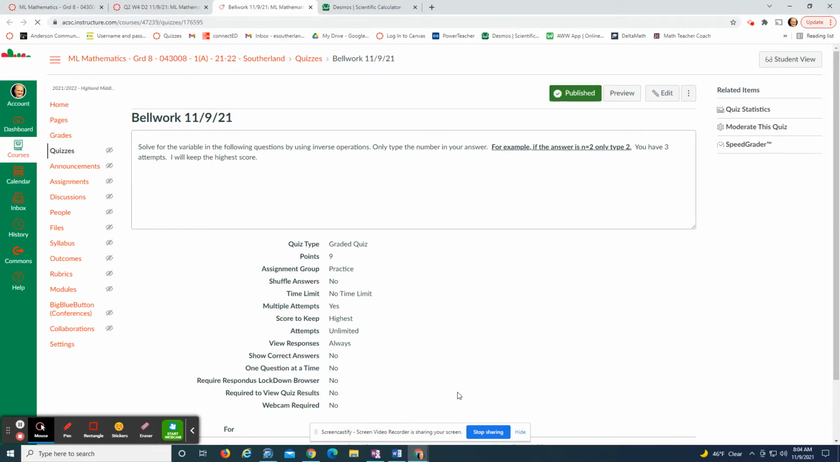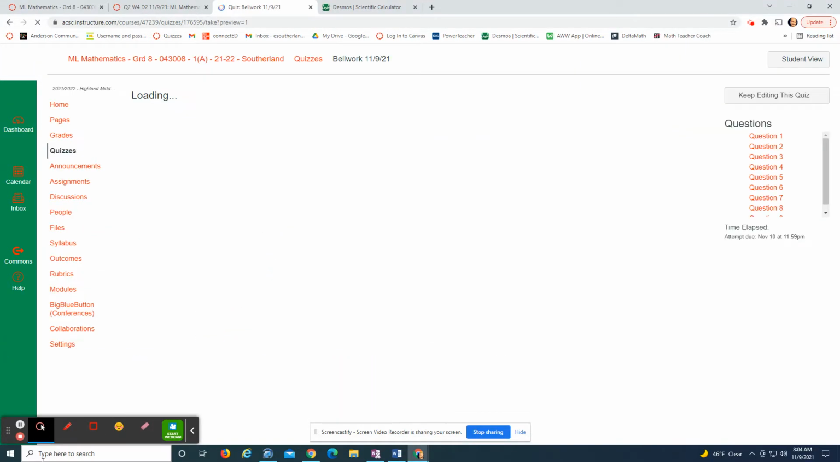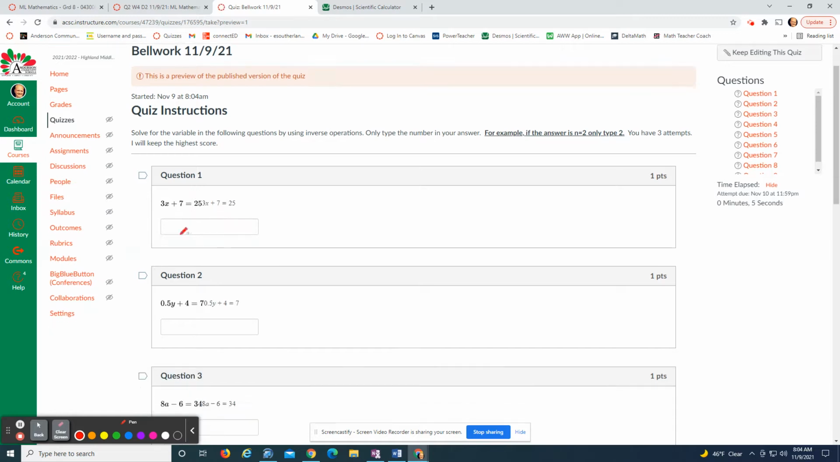So the first thing that you're going to do is you're always going to solve these using inverse of whatever. So when I look at this, the first thing I'm going to do is minus 7 on both sides, which gives me 3x is equal to 18. The last step would be to divide by 3 on both sides, and I get x is equal to 6. All I would do is type in 6 here.